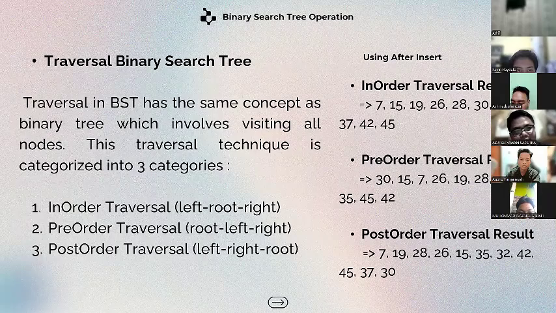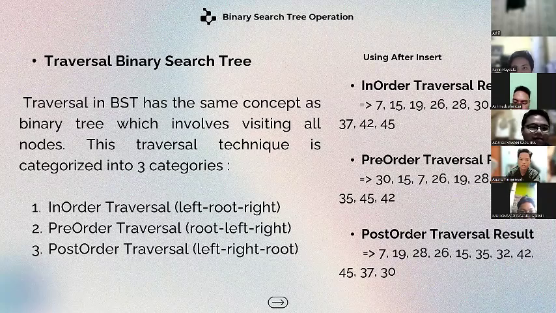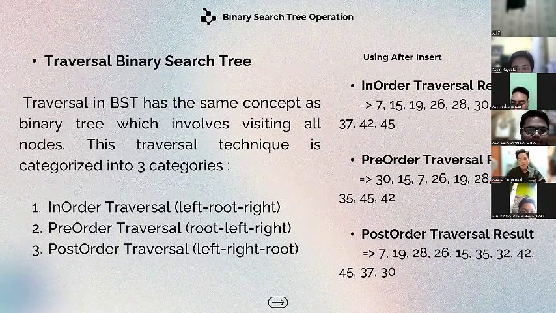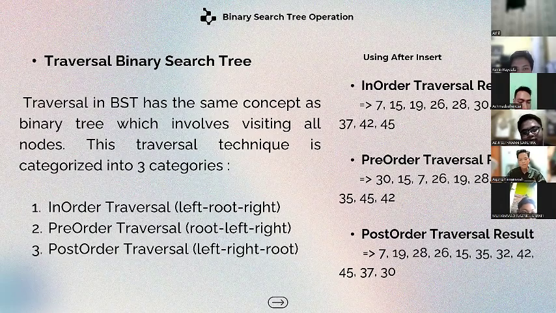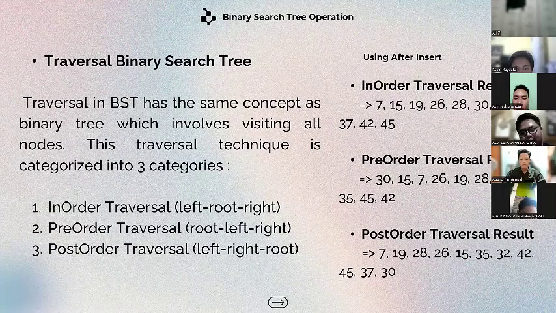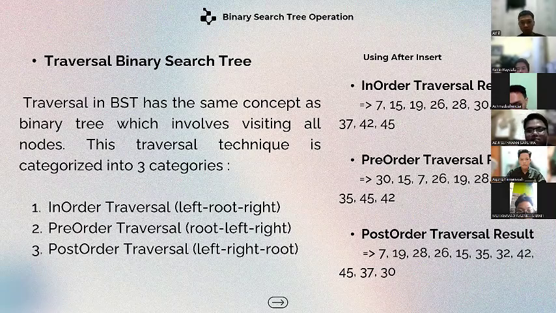Traversal in a binary search tree has the same concept as in a binary tree, which involves visiting all nodes. This traversal technique is categorized into 3 categories. 1. Inorder traversal is left, root, and right. 2. Preorder traversal is root, left, and right. 3. Postorder traversal is left, right, and root.